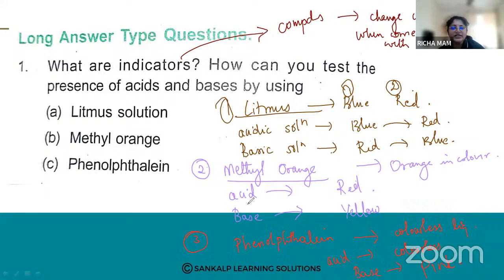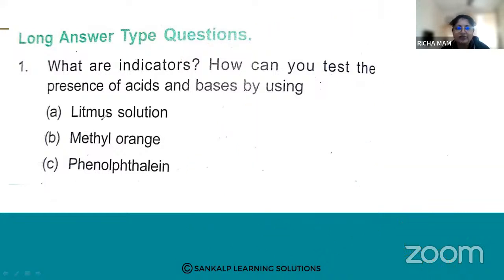Phenolphthalein is originally a colorless liquid. When you have an acid, it will remain colorless. If you have a base, it will be pink in color. I hope it is clear. So you have to explain a bit. Fine? Okay.